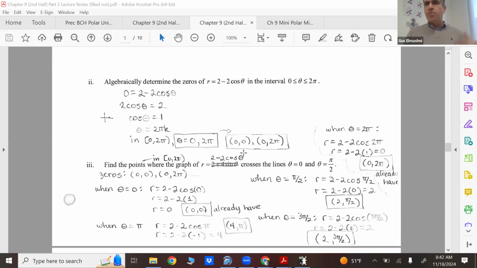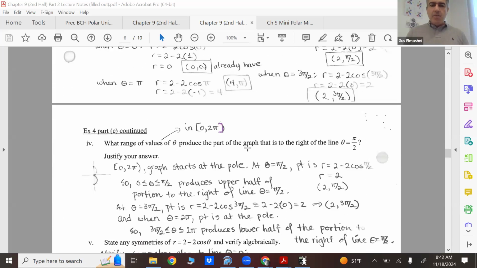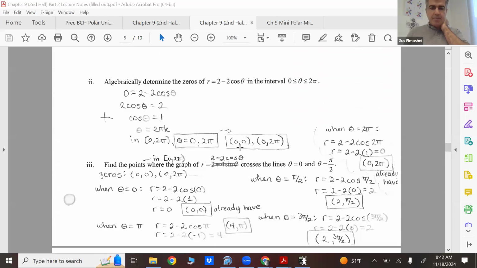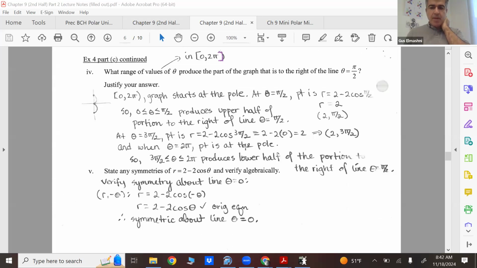But we'll do this for another problem. This whole process, I don't want to take too long doing this. What range of values produces the part that's to the right? So you guys already did it on the homework, but remember you have to look at where the zeros happen, which was at... where was it again? It's 0 and 2 pi. And you have to also consider pi over 2, so that hopefully makes sense why we get those portions the way we do.